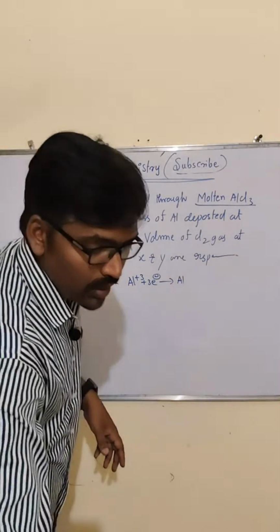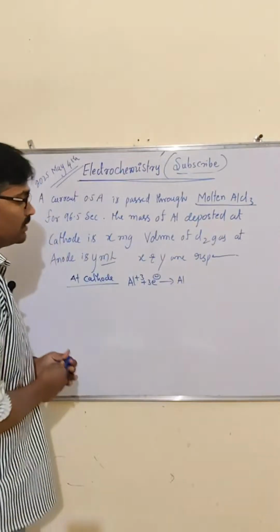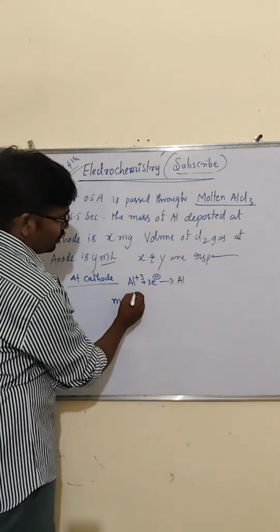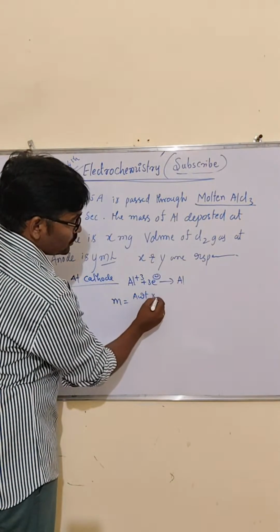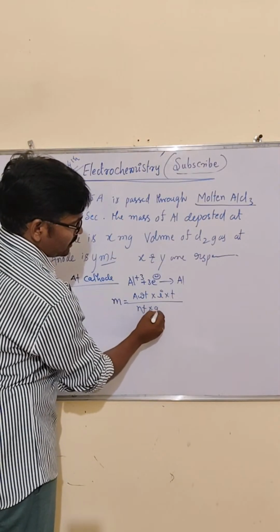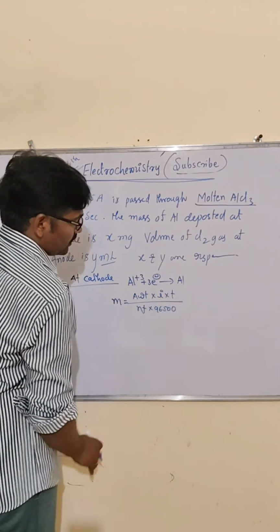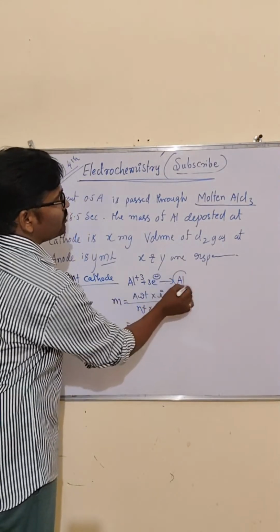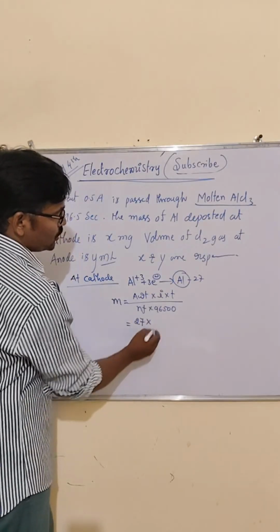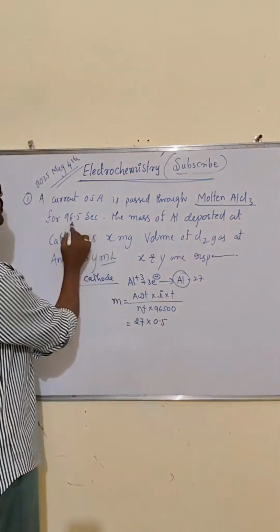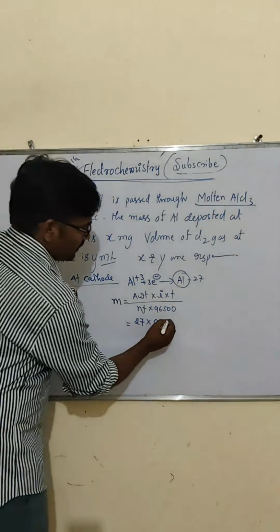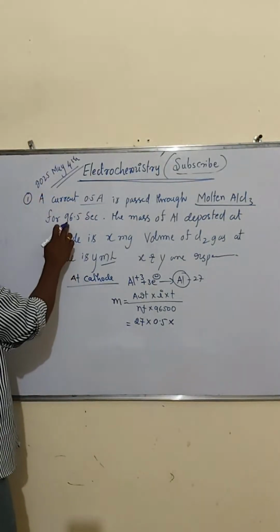So now what is the formula I told according to Faraday's first law? Mass is equal to atomic weight into I into T divided by n factor into 96,500 coulombs. So what is the atomic weight of aluminum? 27. Yes, 27 into I, 0.5 amperes is mentioned. 0.5. Clear? Yes, here 0.5. Then how much is the time mentioned?